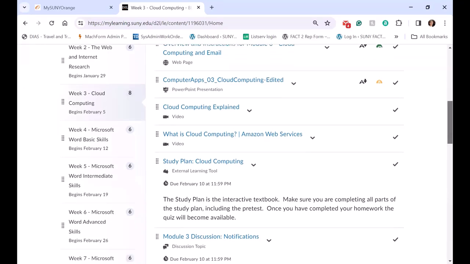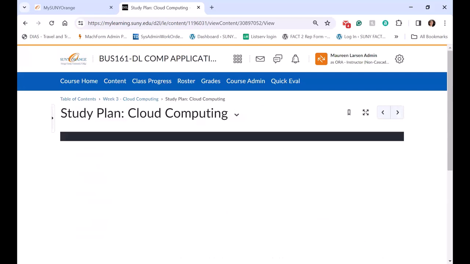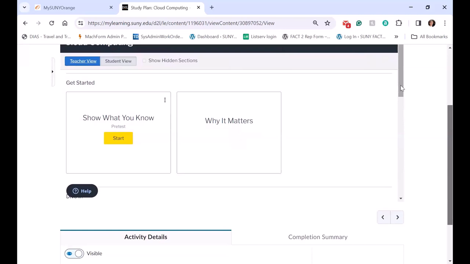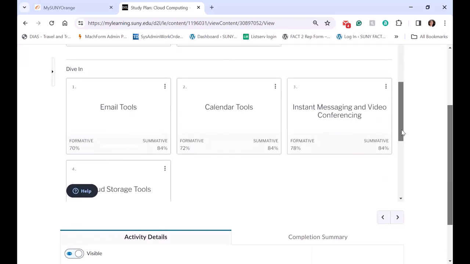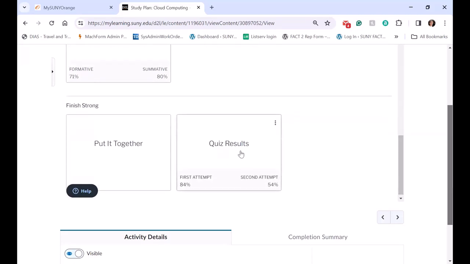In this OER content, there's something called a study plan, and then the students go to the study plan. From here, they go through each of the tiles in the study plan, and then there are tests that they take to see how they did on that. If they've achieved mastery in the study plan, then I tell them to go on to take the quiz.